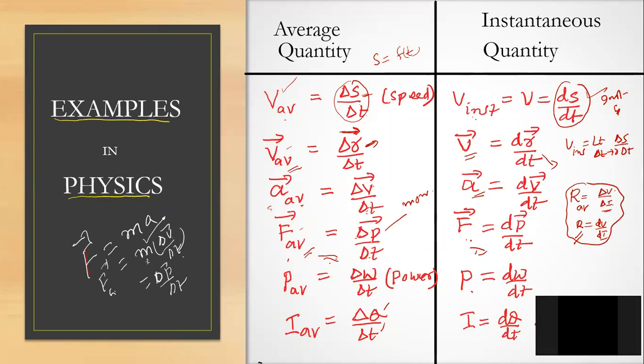Okay. So current is equal to delta V by delta R. I equals delta V by delta R.